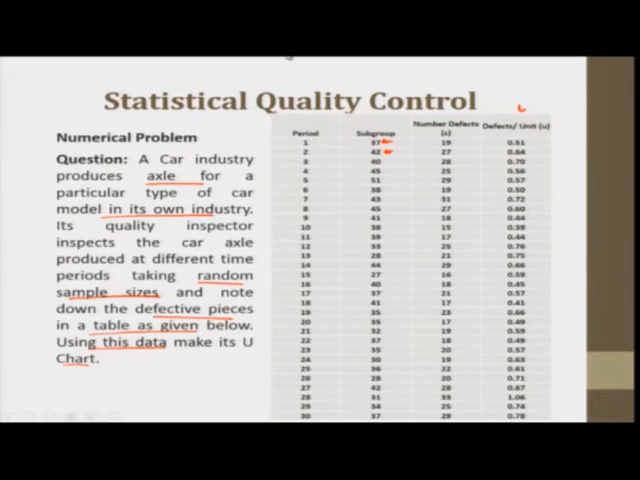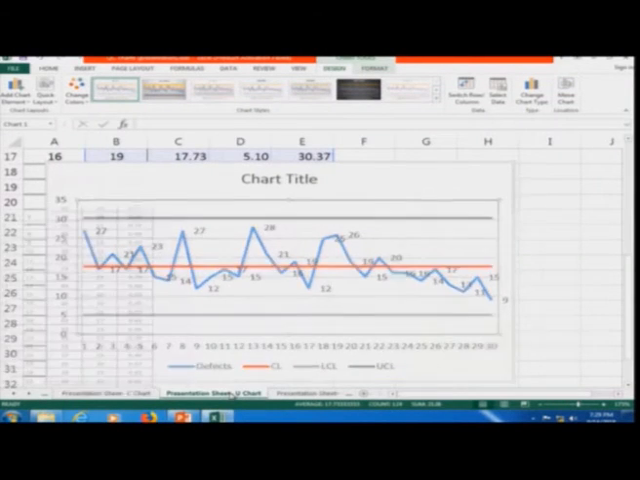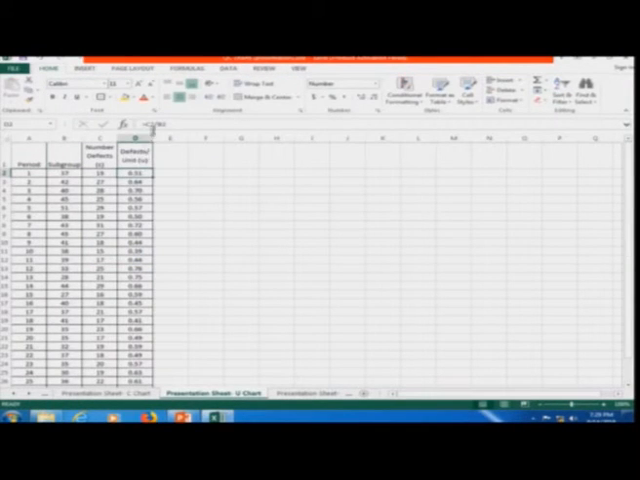So I'll try to plot the U chart as well here. U chart. So we have calculated the number of defects. Number of defects is, you can see the formula. It is C2 by B2. C2 means 19 by 37. So defects per unit.